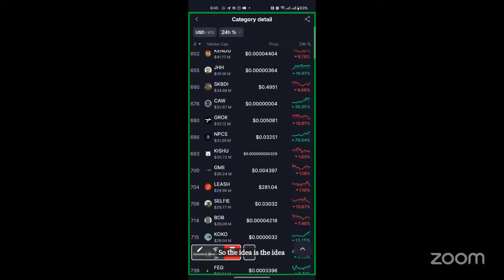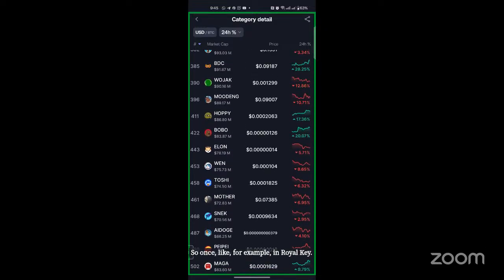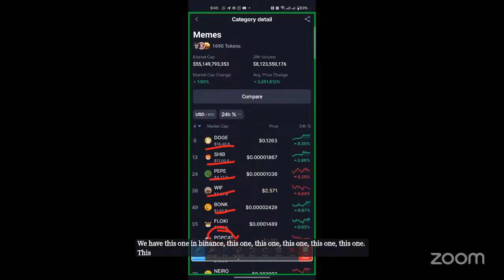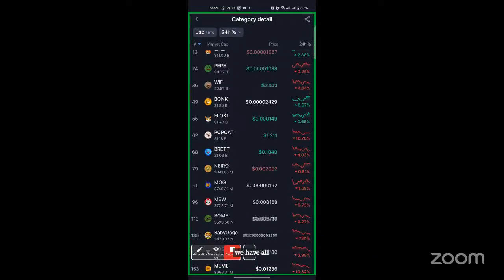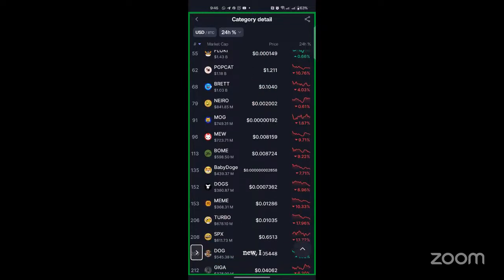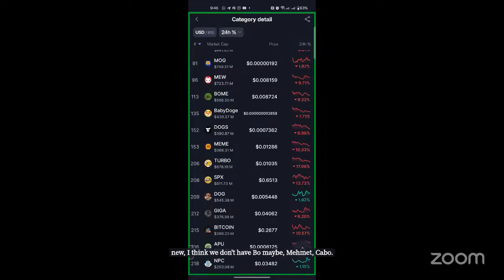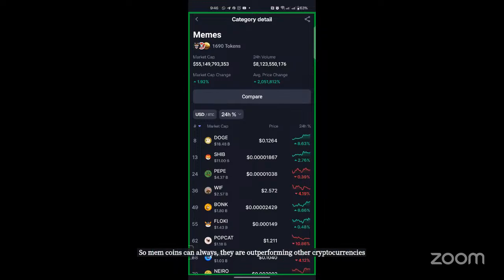So, for example, in Royal Q, we have all these. We have this one in Binance, this one is in MEXC. We have all these: Brett, Nairo, Mew. I think we don't have Bome, Bebu Doge, Meme, Tabo. So meme coins are always outperforming other cryptocurrencies in the market.